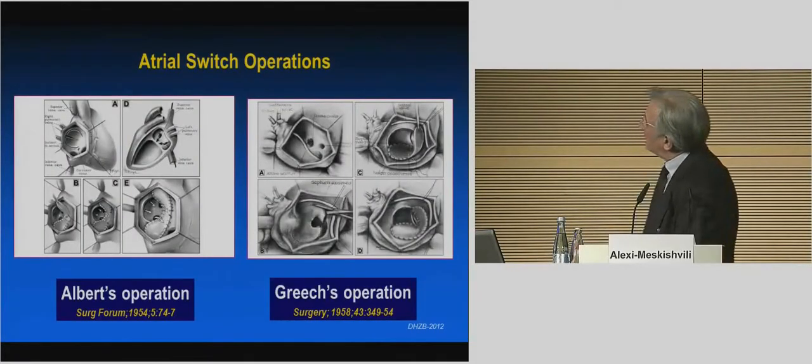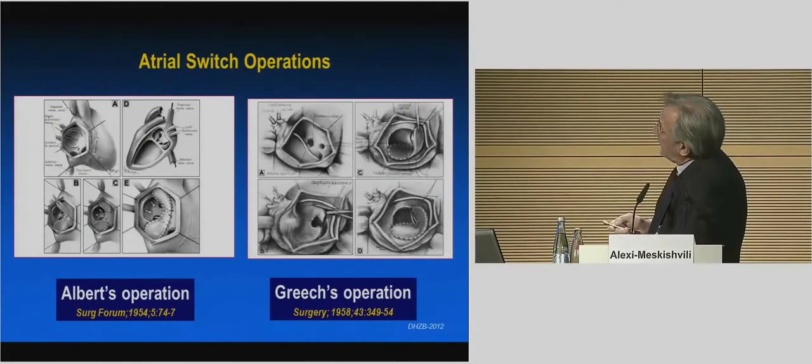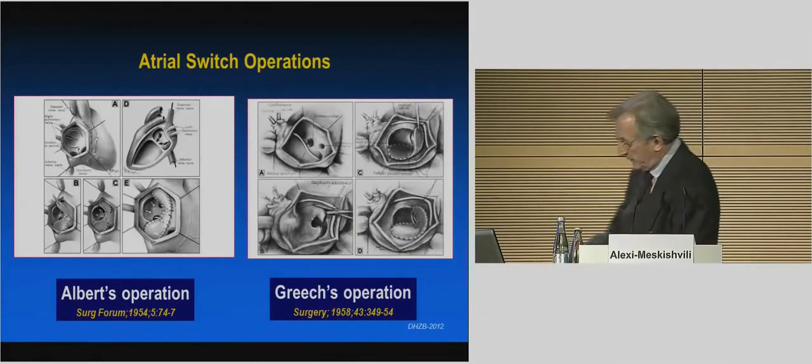It was Albert in the United States who first proposed the so-called intra-arterial switch operation with some kind of patch which switched the venous pathway to the pulmonary ventricle and the arterial pathway to the systemic ventricle. There's another variant of the Albert operation, the Grich operation. All these operations were proposed and performed, but unsuccessfully.